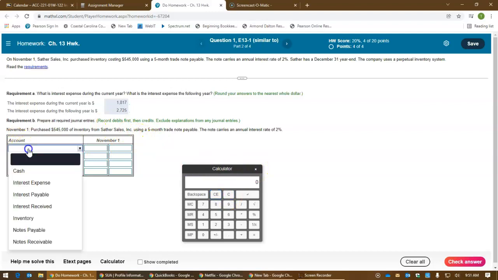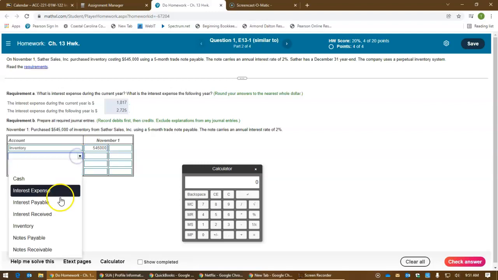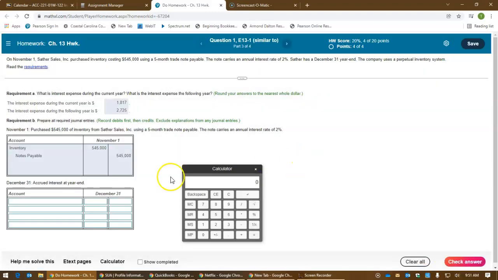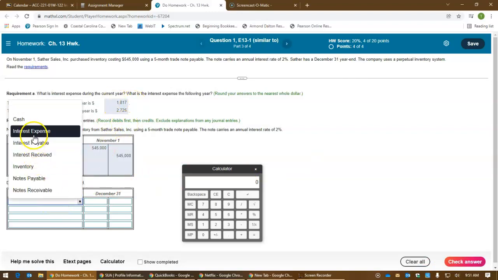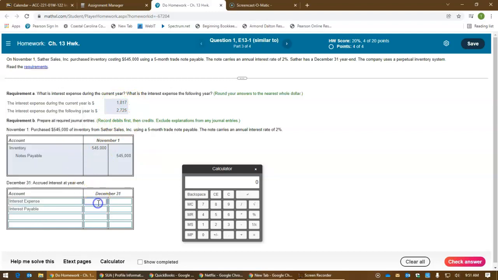So purchased inventory. So inventory goes on in the journal as a debit. It's an asset. And the note payable is a liability. That's a credit. It goes up by the same amount. Accrued interest at year end, this is the 1817 amount, interest expense, interest payable.